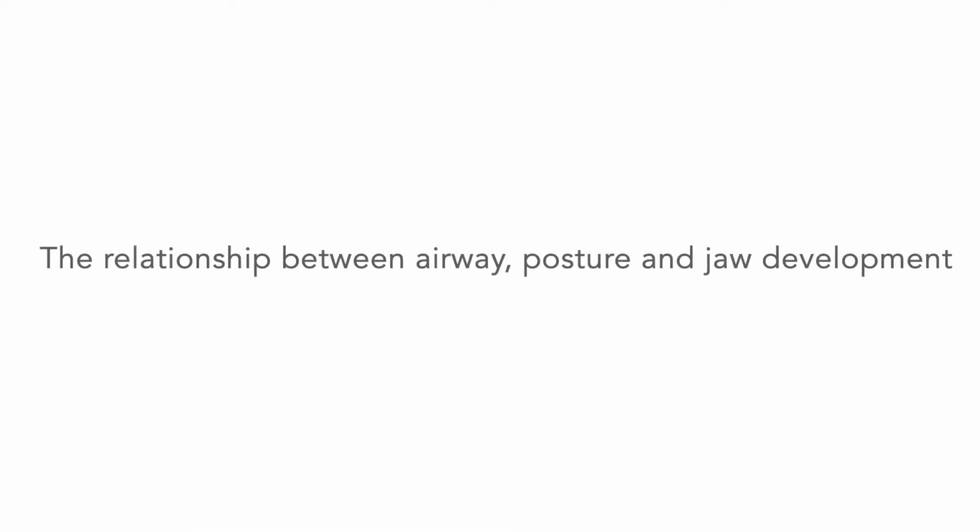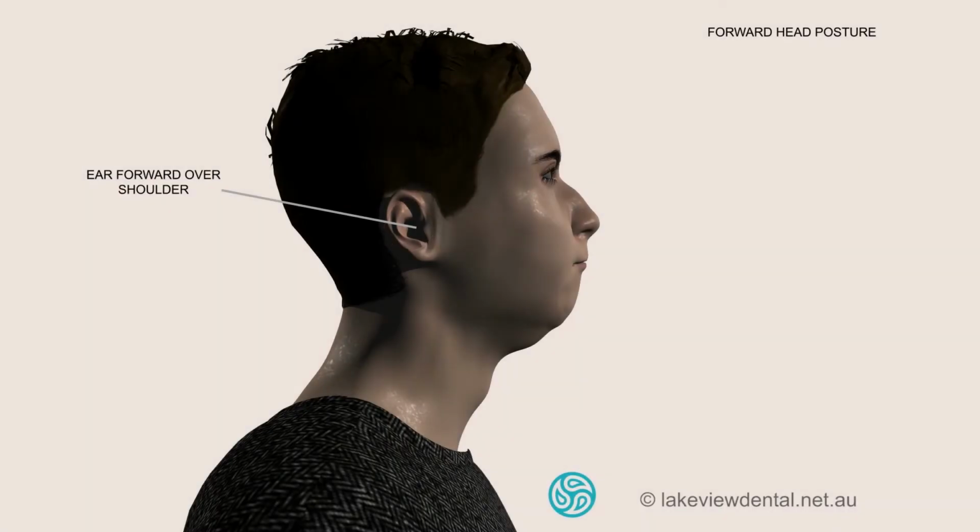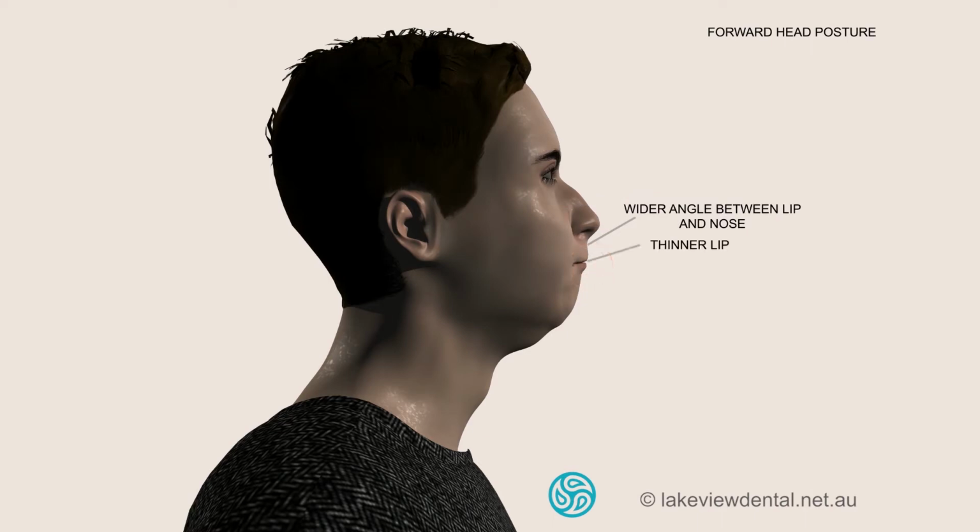The relationship between airway, posture, and jaw development. Forward head posture characteristics: ears positioned in front of the shoulders. The forehead is sloping further backward. More of a pronounced nose that may be crooked. Flatter cheeks. Wider angle between the lower part of the nose and the top lip.